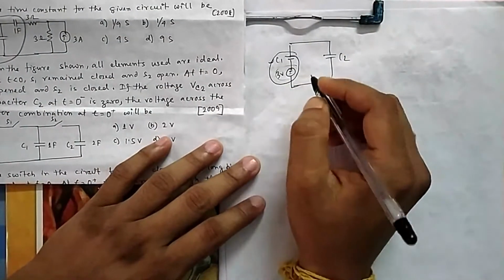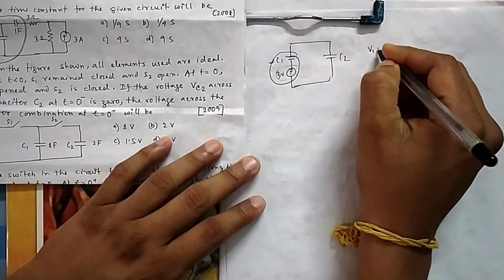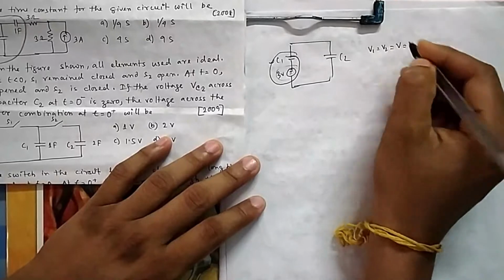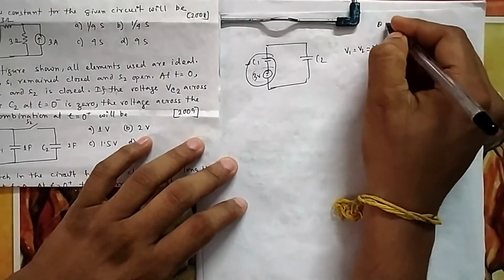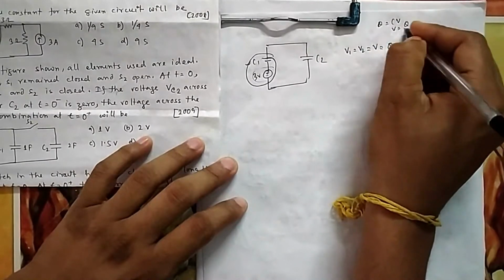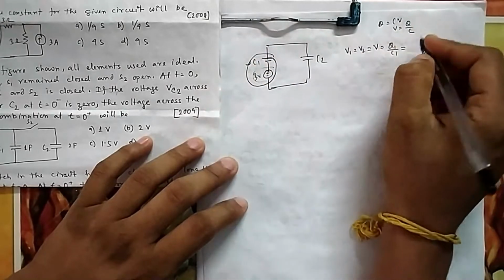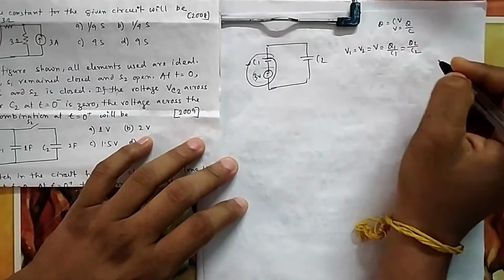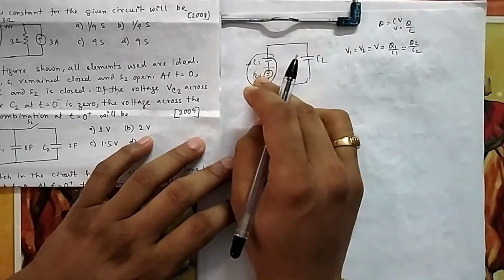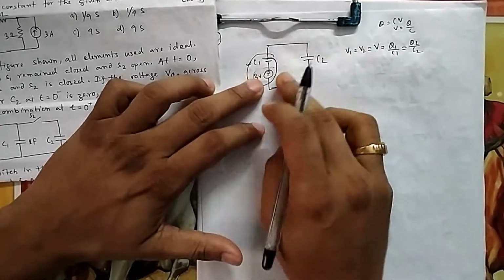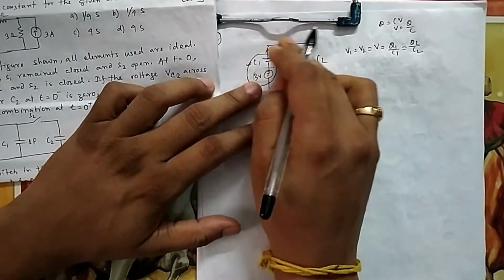Now the voltage across these two will be equal, V1 should be equal to V2, that is V. Now Q equal to CV, so V equal to Q by C. So here it will be Q1 by C1, and here it will be Q2 by C2. Now what is the charge stored? Whatever charge was stored initially will now be shared by these two.